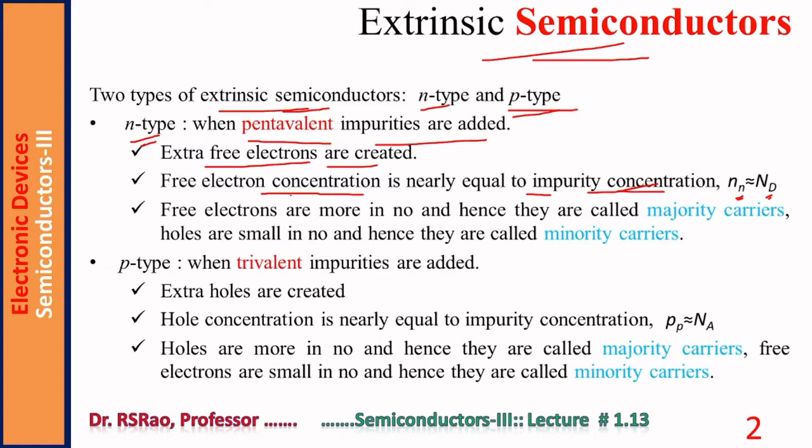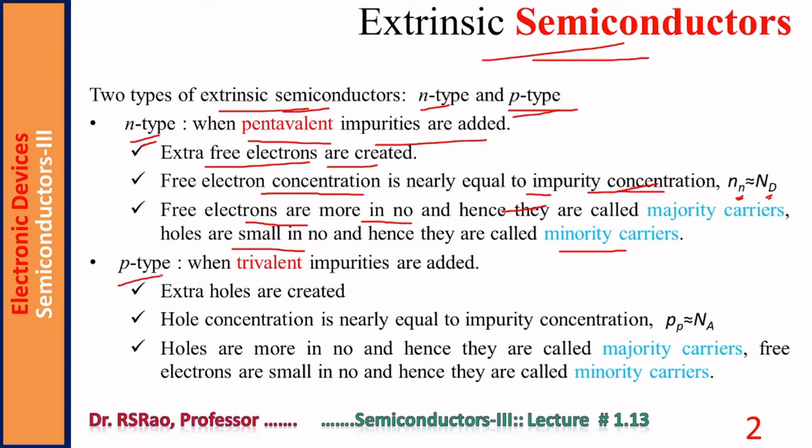Notice there exists some free electron concentration in the intrinsic semiconductor prior to the addition of impurities, but it is small enough that it can be neglected. When neglected, free electron concentration in the slab is equal to impurity atom concentration. If it is not neglected, then free electron concentration in the extrinsic semiconductor becomes equal to intrinsic carrier concentration plus impurity concentration. Free electrons are more in number and hence are called majority carriers. Holes are small in number and hence are called minority carriers.